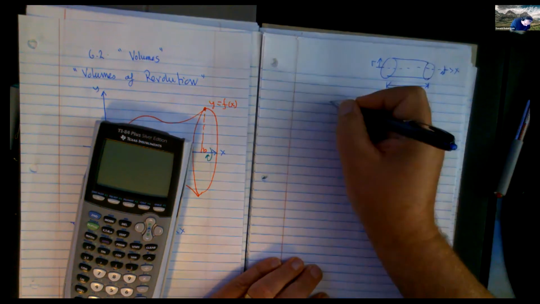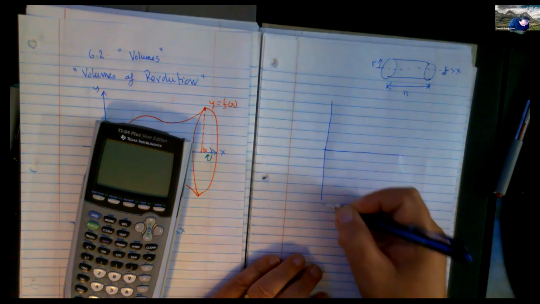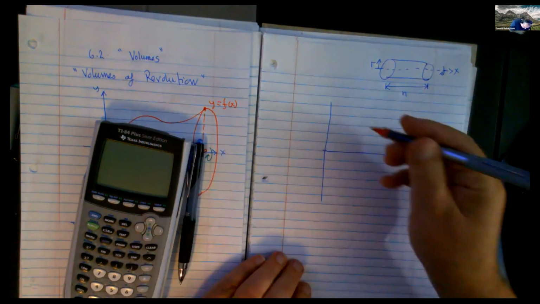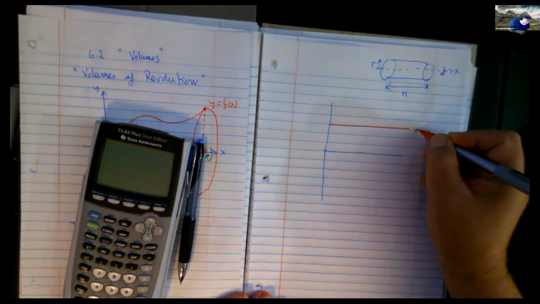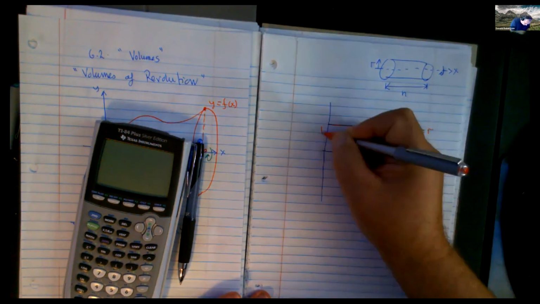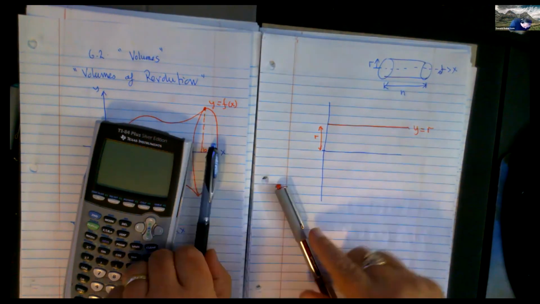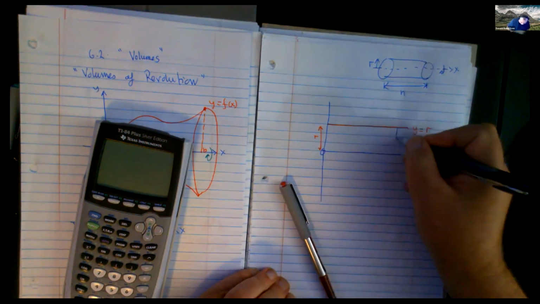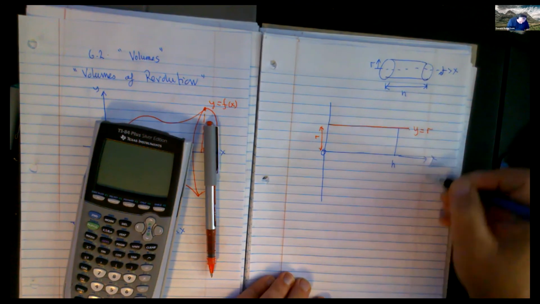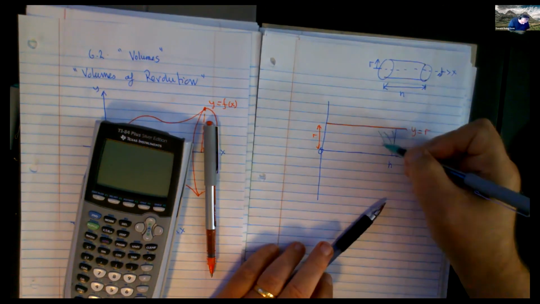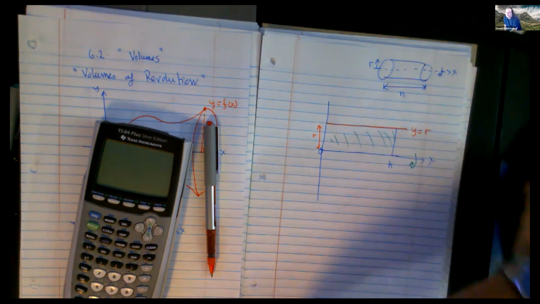So if I want to make a cylinder happen, all I need to do is have a line that looks like that. And that line happens to have the equation y equals r. Would you agree? If that's r, that line is y equals r. And I'm going to start at 0, and I'm going to finish at h. If you rotate this shape about the x-axis, won't you make a cylinder whose radius is r and whose height is h?